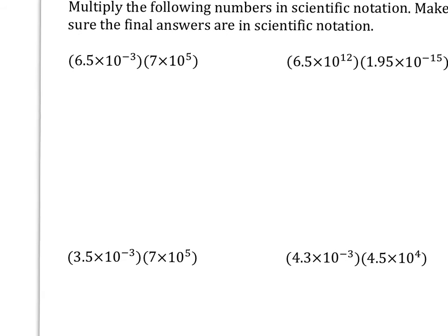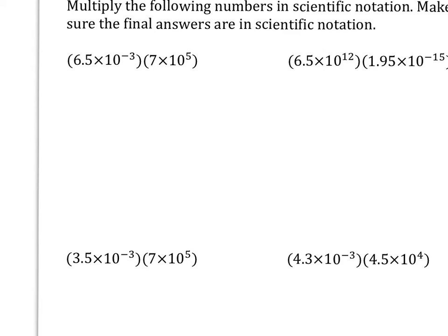I have 6.5 times 10 to the negative third times 7 times 10 to the fifth. So what I'm going to do is multiply the coefficients here of 6.5 and 7 to begin with. In my calculator, when I type that in, I get 45.5. Make sure you get the same.